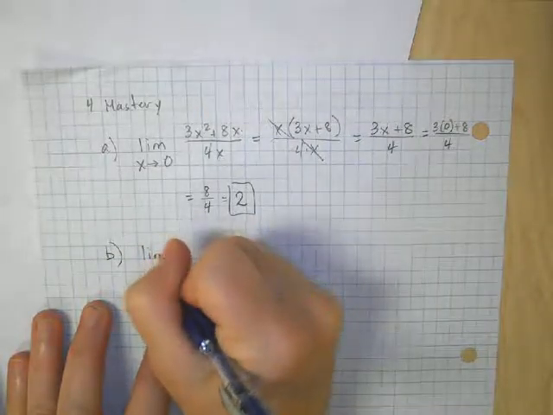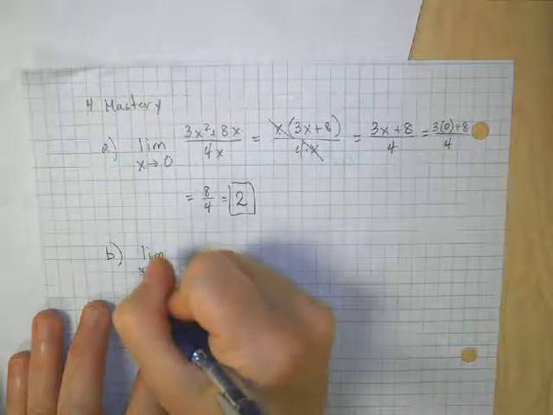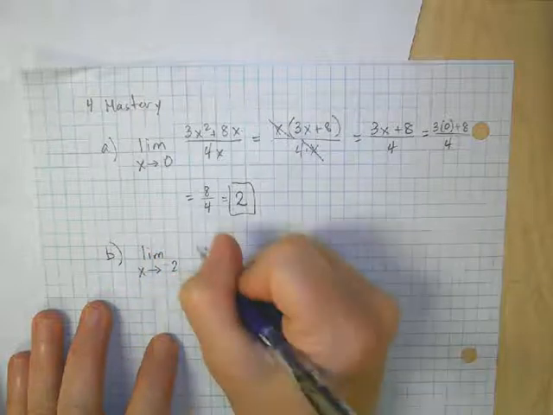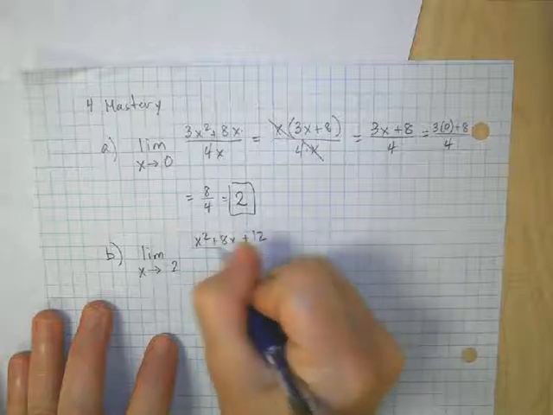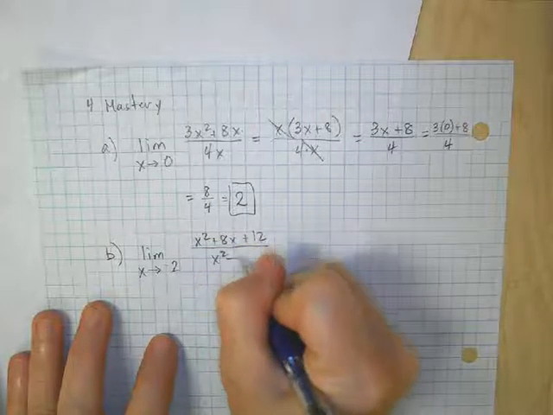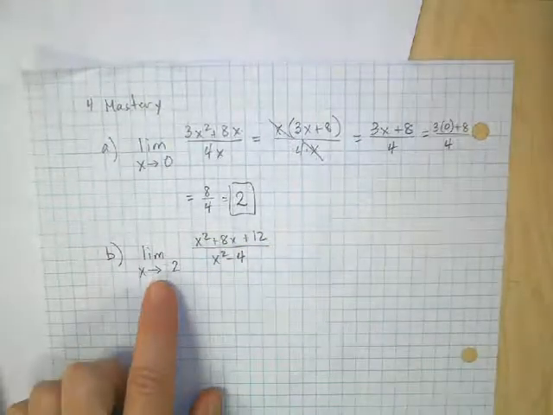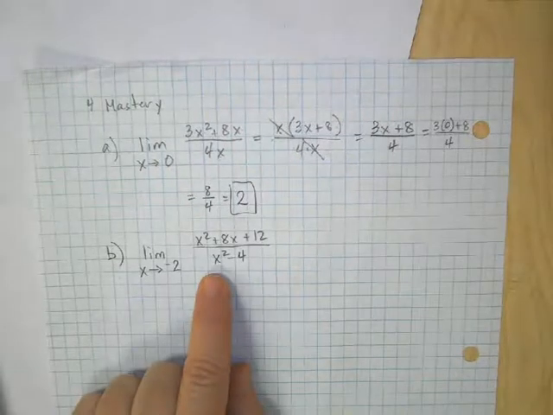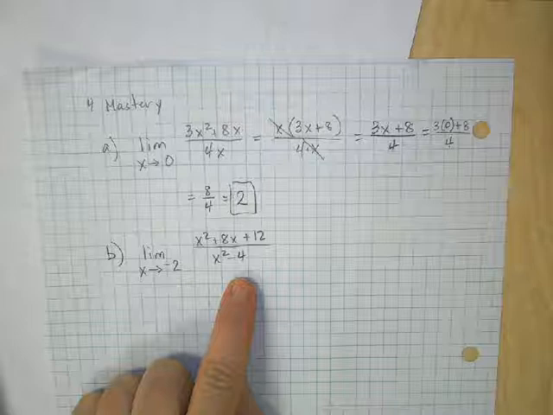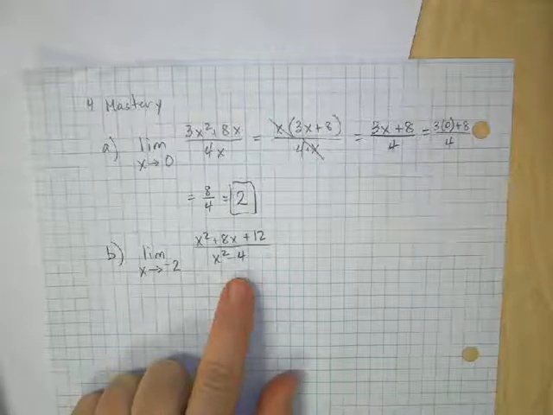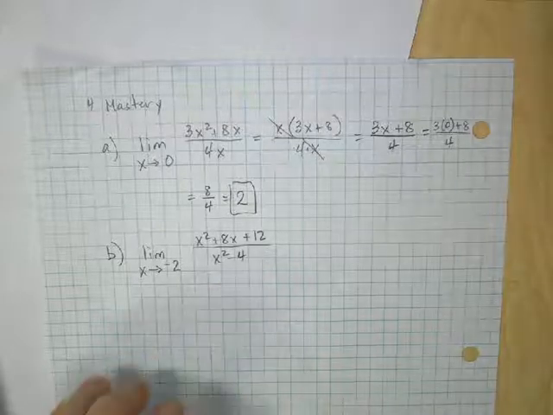All right, limit as x approaches negative 2 of x squared plus 8x plus 12, all divided by x squared minus 4. Again, if I put in negative 2 here into my denominator, negative 2 squared is 4, 4 minus 4 is 0. So if that gives me an undefined answer, I can't just plug it in. I'm going to have to factorize it and see what happens.